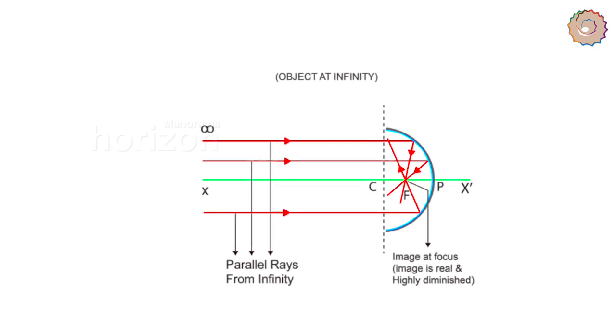Now, let's look at the various cases for concave mirrors. Case 1. The object is at infinity. When the object is at infinity, what does this mean? It simply means that all the rays coming from this object are parallel to each other. In this case, after reflection, all of these rays will pass through the principal focus of this mirror, and the image that we get will be real and highly diminished.